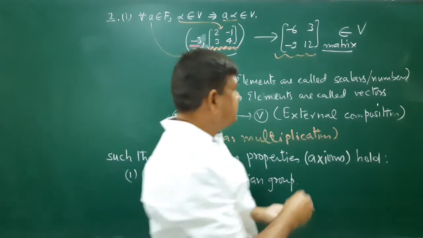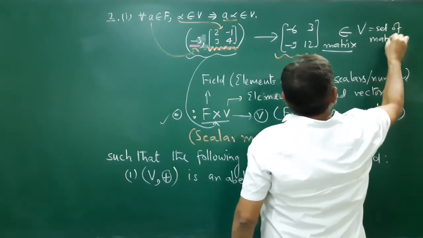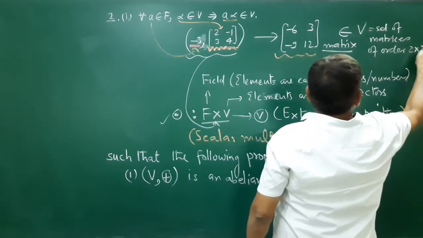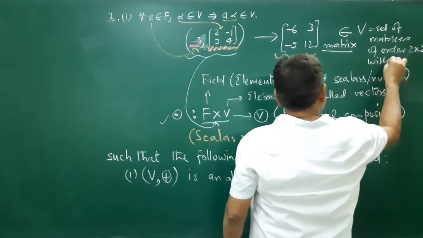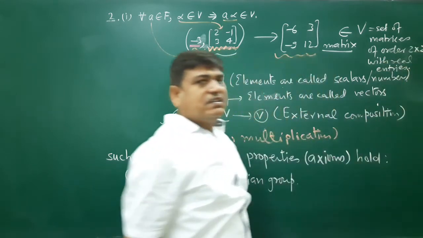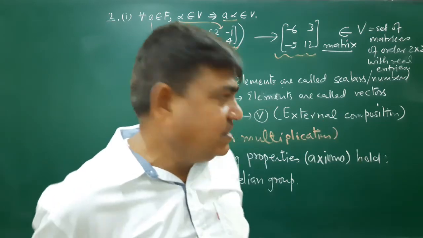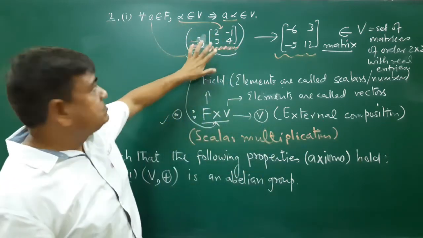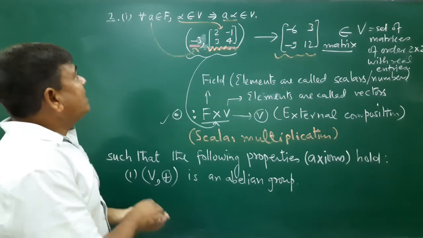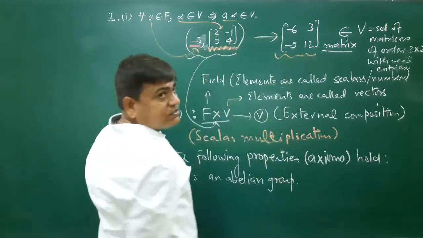Here V is the set of matrices of order 2 by 2 with real entries. Real entries means the elements of the matrix are real numbers. So it is this type of situation. So what is the first property? For all A belongs to F, for all alpha belongs to V, we must have this type of situation. So this is closure.